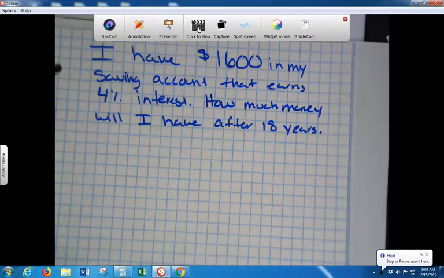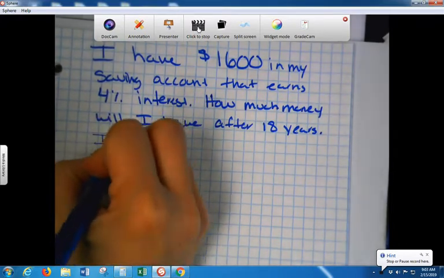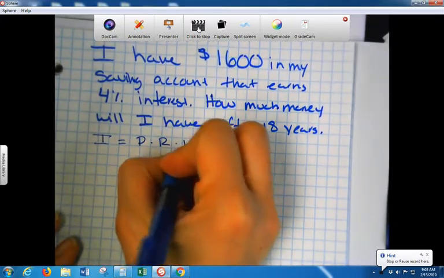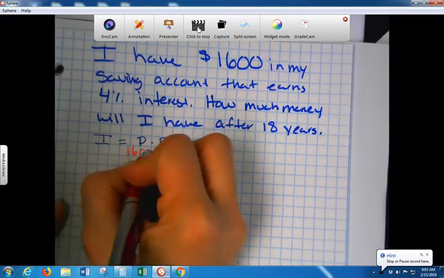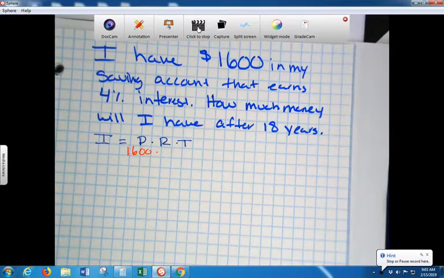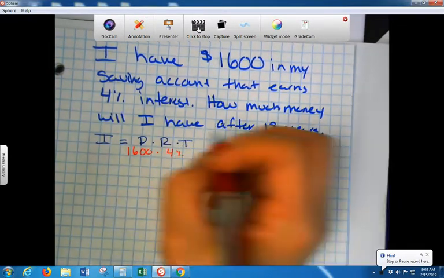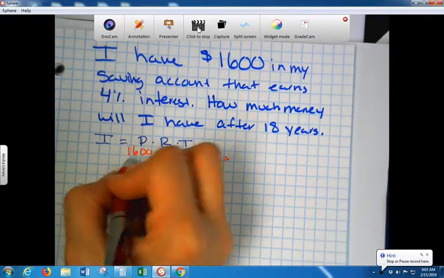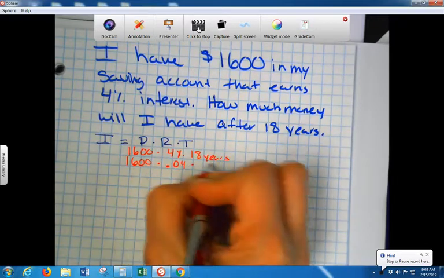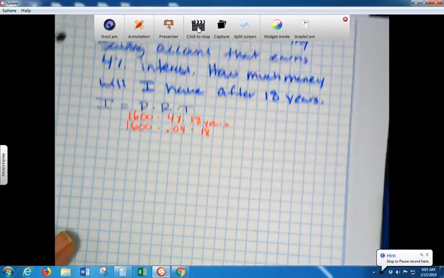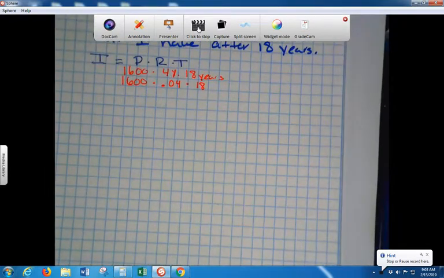Well, let's talk about how much money you earn if you don't touch it. So interest is equal to PRT. The P stands for principal, which means the money. So 1,600. What's the rate? 4%. What's the time? 18 years. Alright, so 1,600 times 0.04 times 18. 100% up to you what you want to multiply first. Which two numbers you want to multiply first. No matter what, we'll get there together.